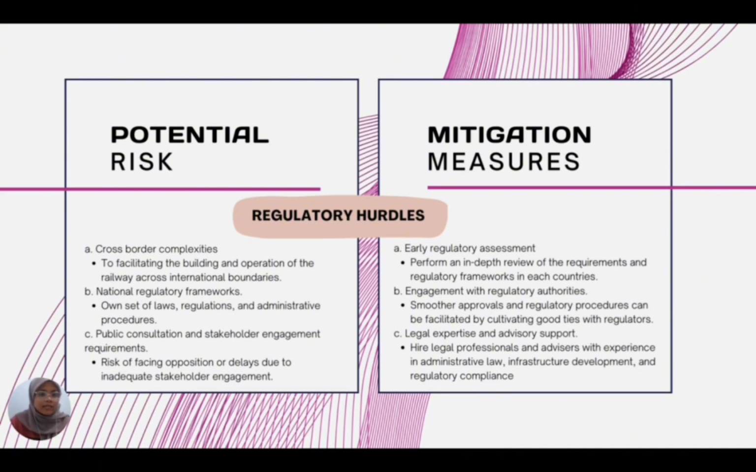The third identified potential risk is public consultation and stakeholder engagement requirements. Risk of facing opposition or delay due to inadequate stakeholder engagement, lack of community consultation, or failure to address public concerns and expectations. The mitigation measure for this potential risk is, first, early regulatory assessment.